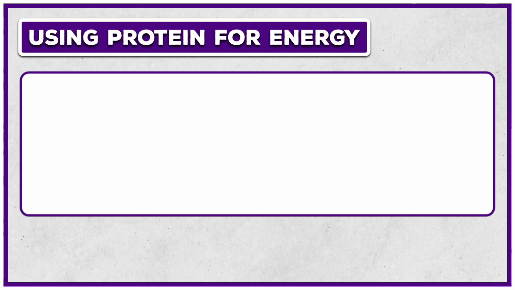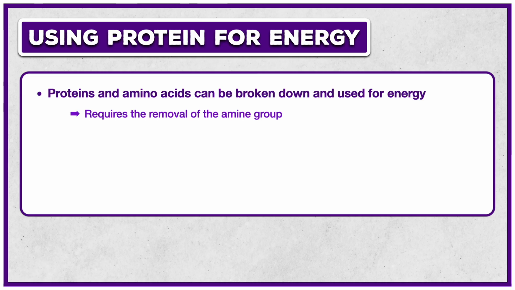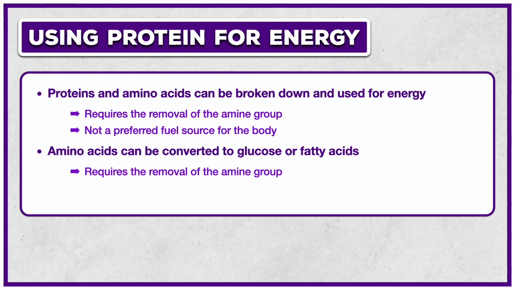One last function worth mentioning is using protein for energy. Proteins and amino acids can be broken down and used for energy, a process that requires the removal of the amine group. However, this is not a preferred fuel source for the body, which relies primarily on glucose and fatty acids. In addition to being used for energy, amino acids can be converted to glucose or fatty acids, which also requires the removal of the amine group.